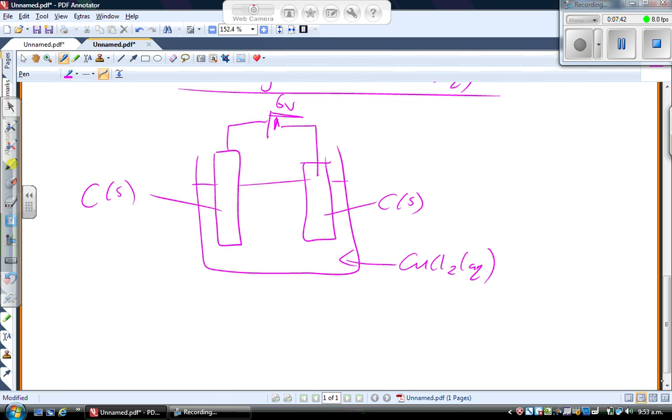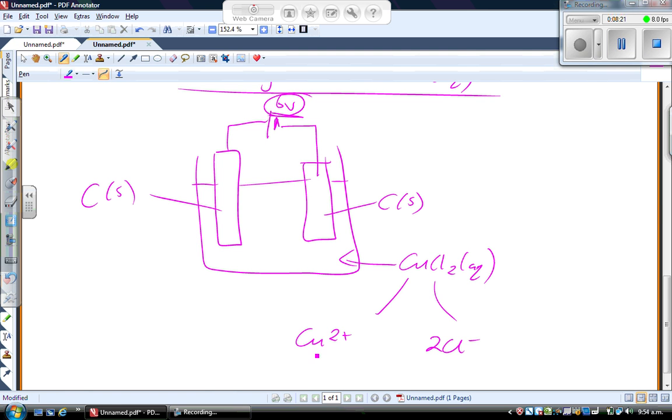And then what we needed to discuss was the redox chemistry which was taking place once this 6 volts power was supplied. So the first thing we want to talk about is oxidation at the anode. I need to talk about the 2 ions which are present in copper chloride. So the 2 ions which are present in copper chloride are Cu2+, and you have 2 chloride ions for every copper 2+ ion.